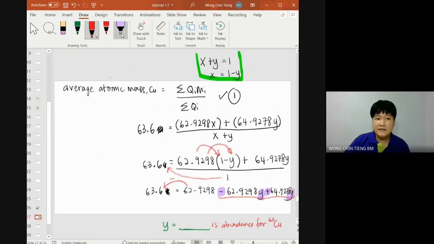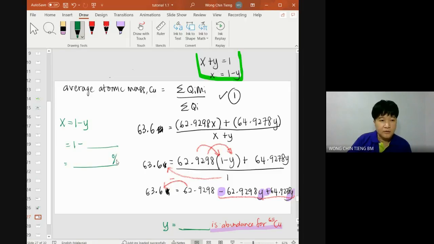Yang ni saya nak tekankan sikit. Jangan tinggalkan jawapan kamu sebagai Y. Okay, Y tak ada dalam soalan. Soalan tak tanya Y sayang. Okay, make sure you label who is your Y. Same goes to your X. Your X over here will be 1 minus Y. So you have your Y, you can solve it 1 minus Y. X yang kamu dapat pun sama.